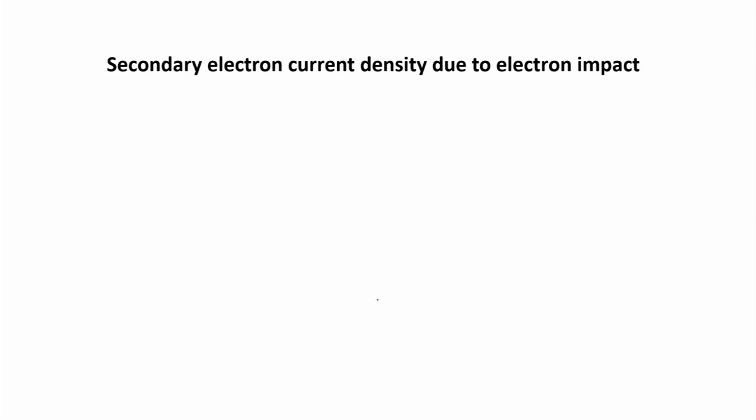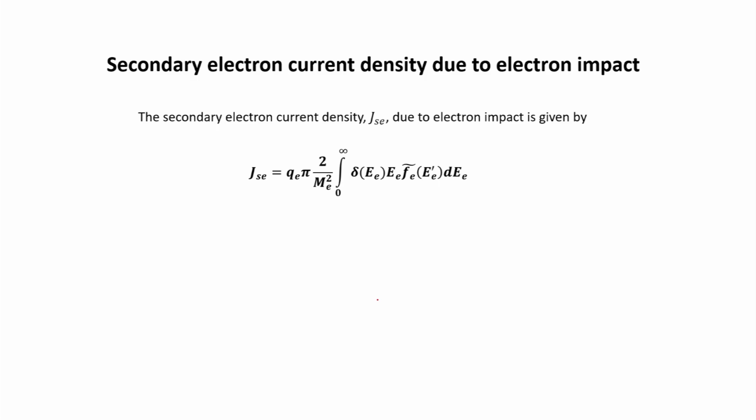So, secondary electron current density due to electron impact. Here I need to put this SE, that is secondary electron emission yield. Otherwise it is the same formula we are using here. So, if I know the secondary electron yield, then I should be able to calculate the flux density, or you can say the current density, because of the secondary emission, and we are considering here the primary as the electron.